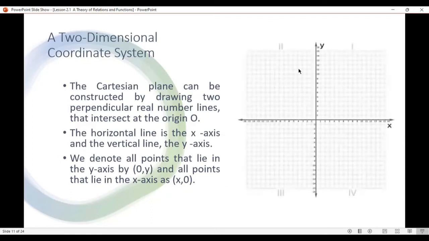So, dito sa right side, ito yung ating two intersecting lines. Yung horizontal line, yan ang ating x-axis. At yung vertical line naman ay ang ating y-axis. Then, yung kanilang intersection, yon ang tinatawag natin na origin O. Okay?